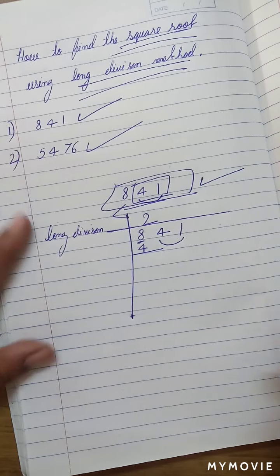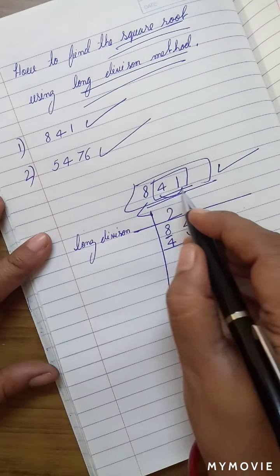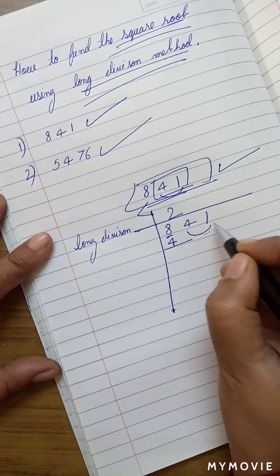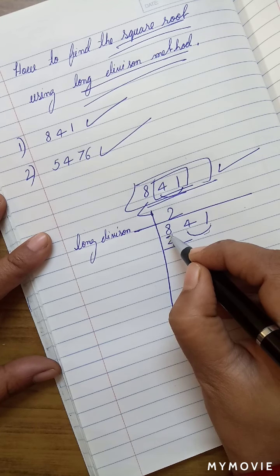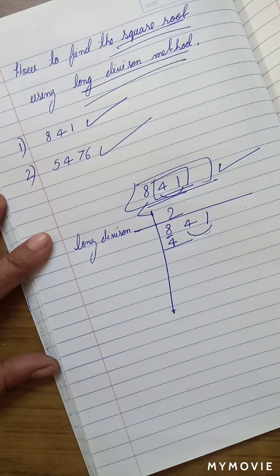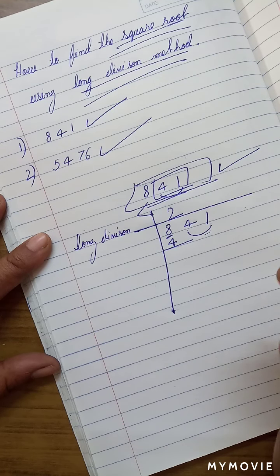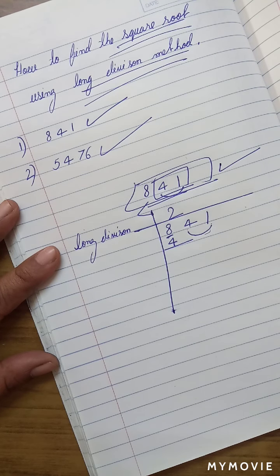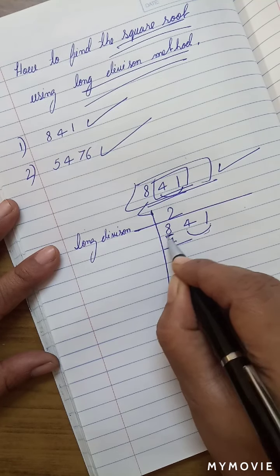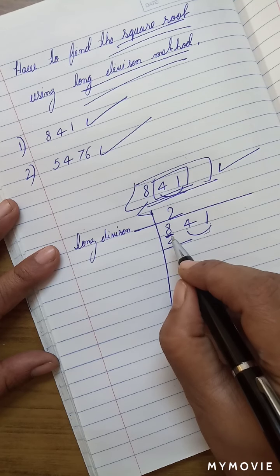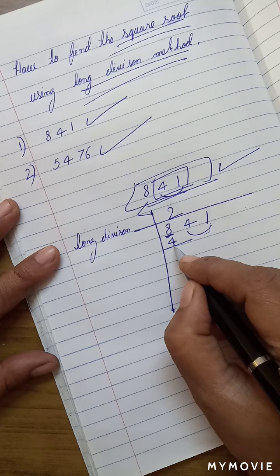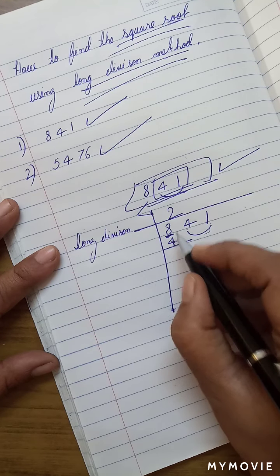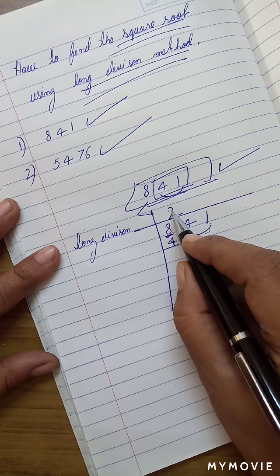So what was the first step? From right to left, we made pairs of numbers. We made the pair of 4 and 1 and 8 was left behind, so we left it as it is. That was step 1. And step 2 is we found the greatest square number that is less than this number. We have 2 into 2, 4. 4 is the square of 2. So we will write 4 below 8 and we will write 2 here.